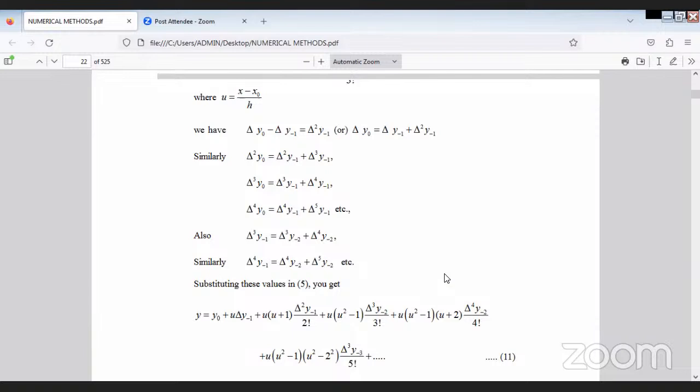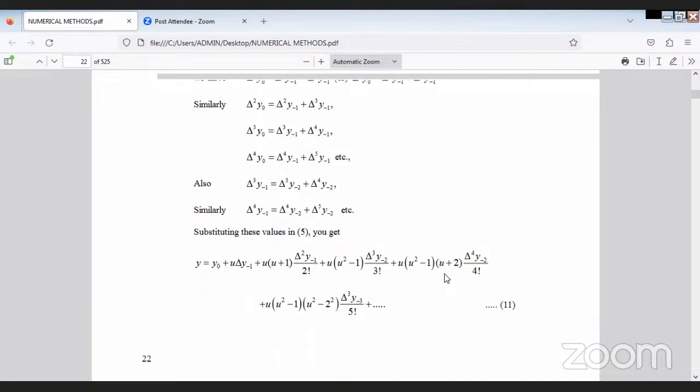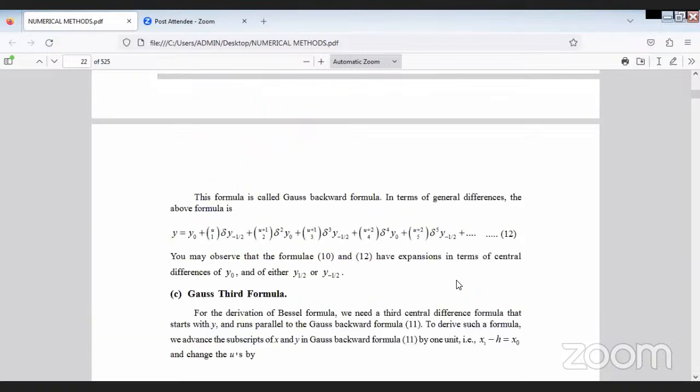Substituting the values in the above formula, y = y0 + u Δy-1 + u(u+1)/2! Δ²y-1 + u(u²-1)/3! Δ³y-2 + u(u²-1)(u+2)/4! Δ⁴y-2 + u(u²-1)(u²-2²)/5! Δ⁵y-3. These are the values we are finding here.